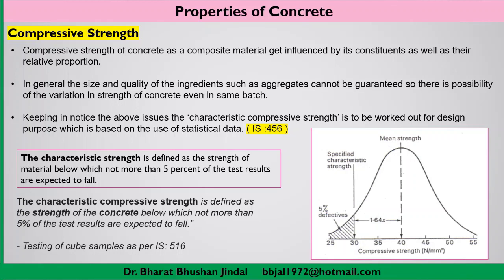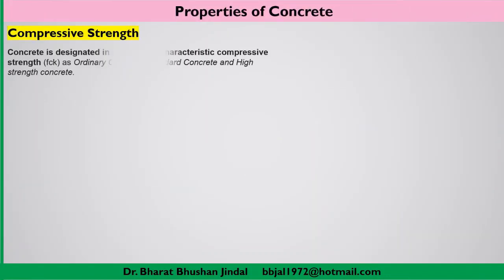So here we are able to understand what is the meaning of characteristic compressive strength and why we are using the value of characteristic compressive strength instead of the actual compressive strength of the cube. Now, concrete is basically designated in terms of its characteristic compressive strength, for which the symbol we use is Fck, and we can designate it as ordinary concrete, standard concrete, as well as high strength concrete.